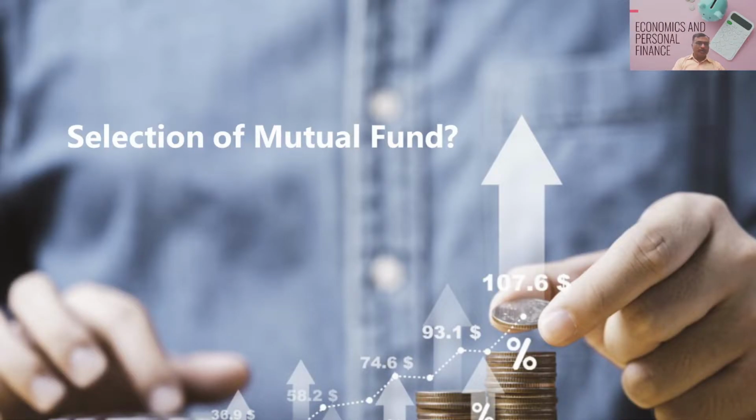In this part of the lecture, we will discuss the most important aspect, that is selection of mutual fund. When you make the decision to invest in mutual fund, your initial step should be determining the category of mutual fund that aligns with your investment goals. This depends on choosing whether you wish to explore equity funds for potential growth, debt funds for stability, or hybrid funds for a balanced approach.